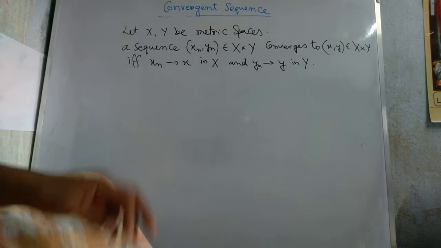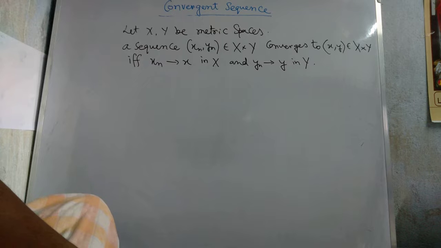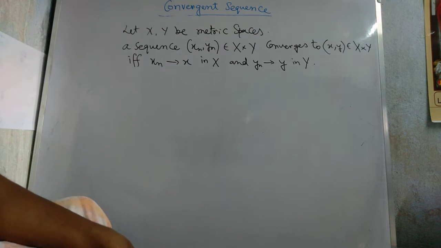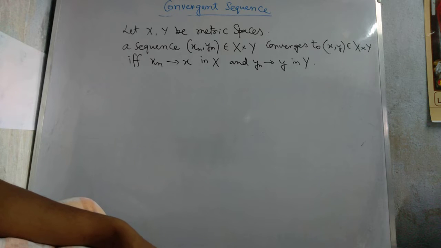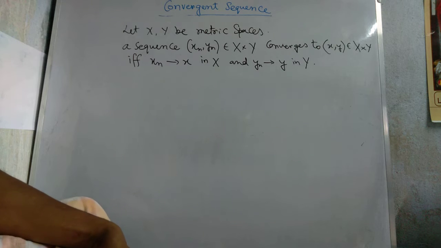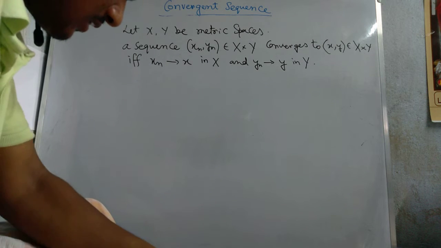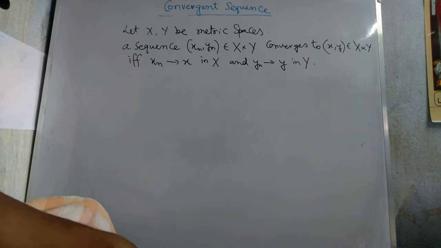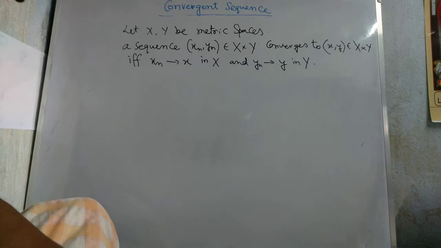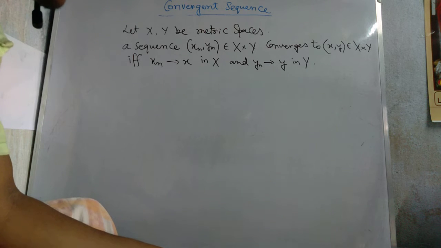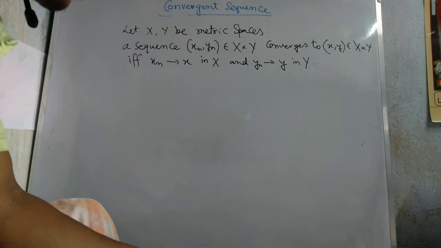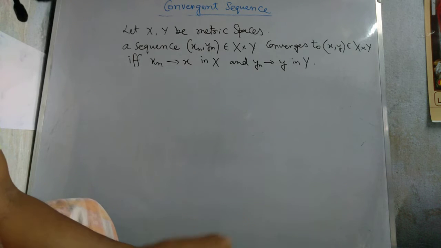Today we discuss some convergent sequence problems. We start with metric spaces X and Y, and a sequence (xn, yn) belonging to the Cartesian product X × Y that converges to (x, y) belonging to this Cartesian product. How can this happen? We discuss it now. Then we proceed further.